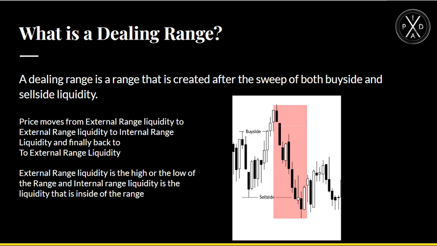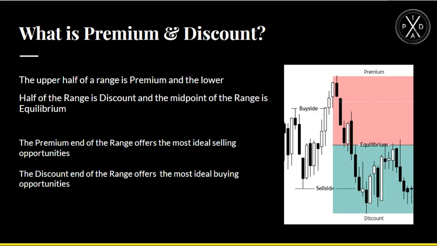So now let's take a look at what premium and discount is. All right, so what is premium and discount? The upper half of a range is premium, and the lower half of the range is discount. And the midpoint of the range is known as equilibrium.